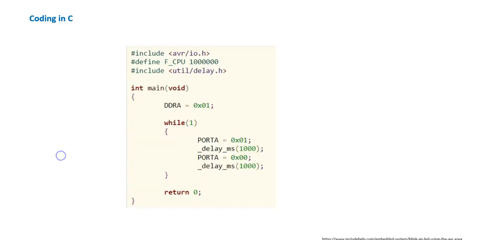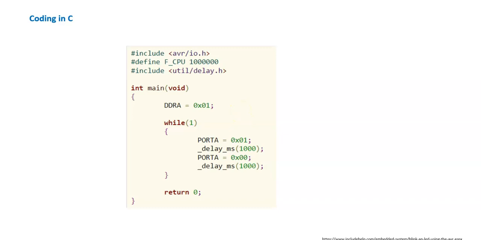So next is, while designing the embedded systems, coding in C language is easier than assembly language. Actually, the difference is that C is a higher level programming language. Higher level programming language means that it is more closer to the users, to the programmer. So it is easy to program in C language.